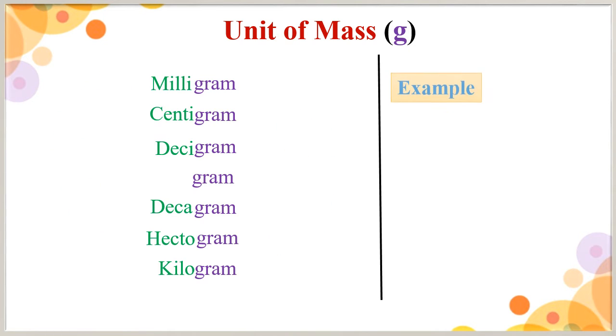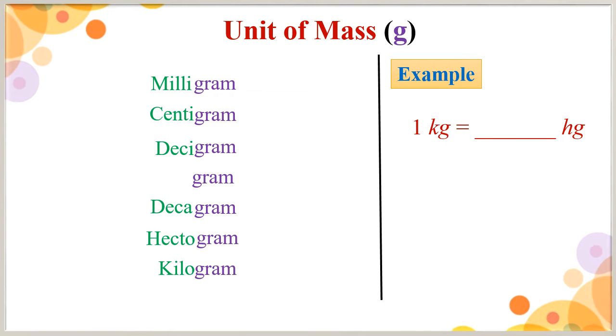For example, 1 kilogram equals dash hectogram. Here we are going to convert bigger to smaller. That means we have to multiply by 10, isn't it? How many intervals? There is only one interval, so 1 into 10 will get 10 hectogram.